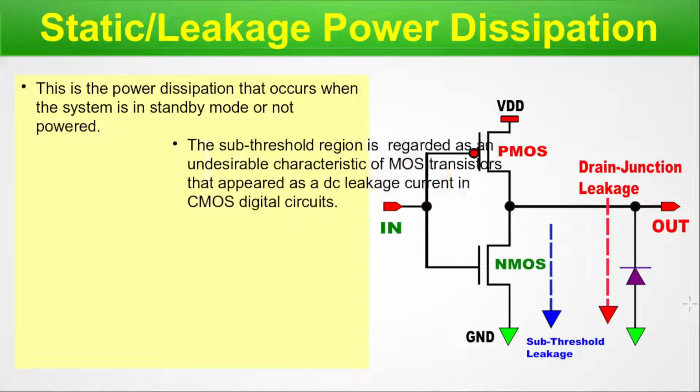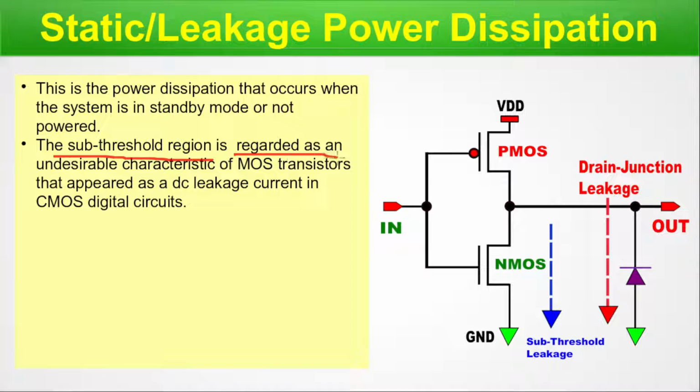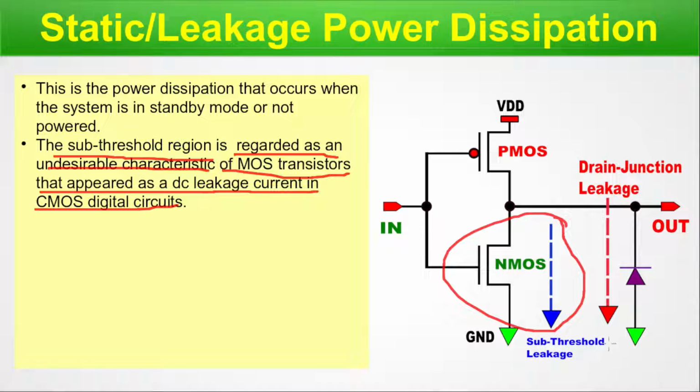Here is the figure. The subthreshold region is regarded as an undesirable characteristic of the MOS transistors that appears as a DC leakage current in the CMOS digital circuit. So here we can see that in the NMOS we have the subthreshold leakage. Why do we have the subthreshold leakage? Because our VT is going lower and lower, right? If you look into the MOSFET IV characteristics, you will find that as the threshold is going lower, the subthreshold leakage current is going higher.